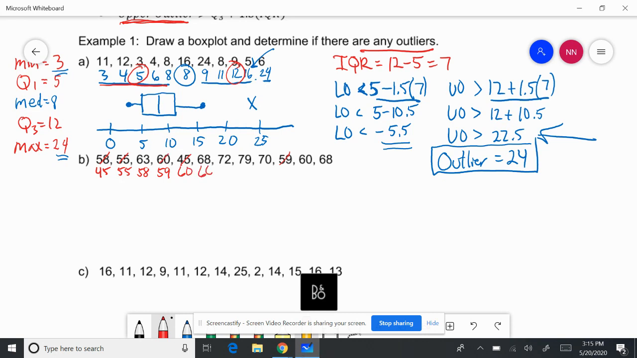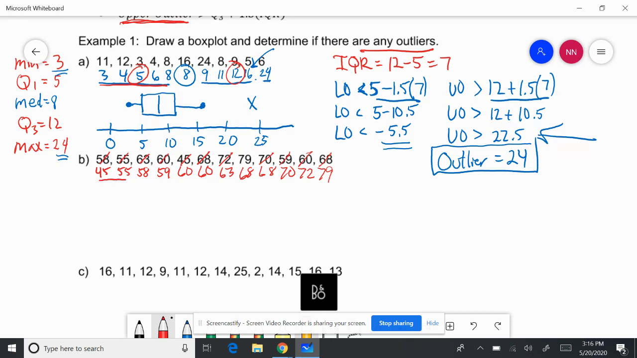and 60 again, and 63 and 68 and 68 again, 70, 72, and 79. We're going to count how many numbers there are. 1, 2, 3, 4, 5, 6, 7, 8, 9, 10, 11, 12.